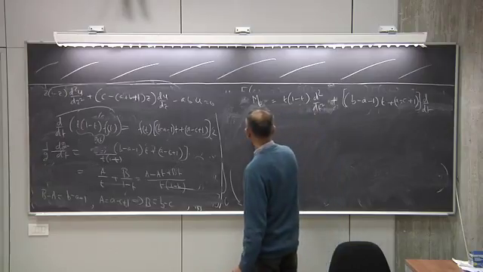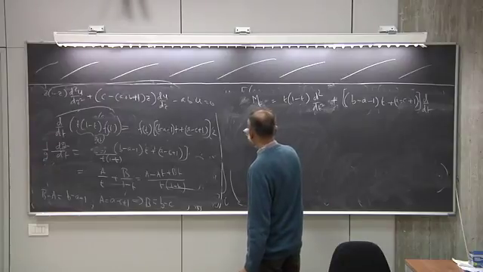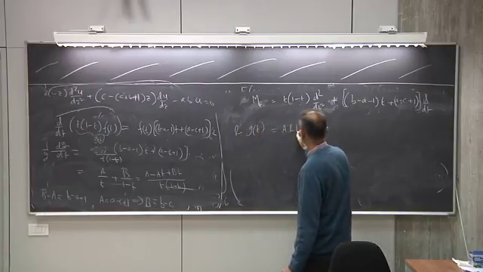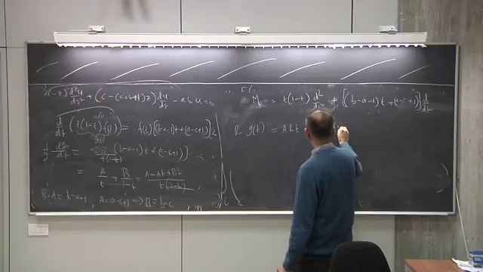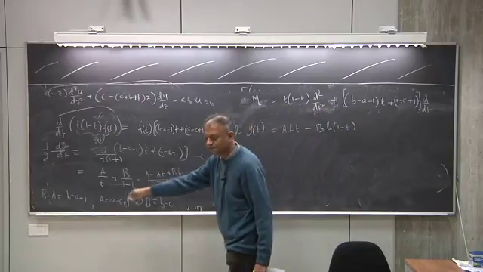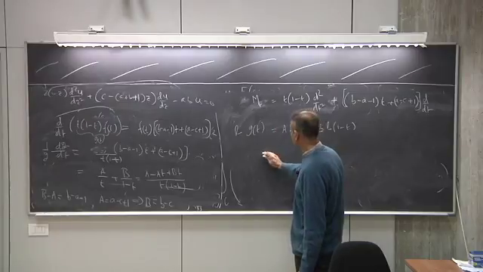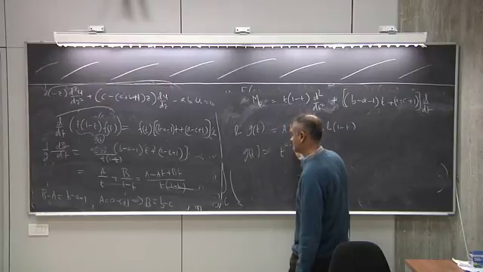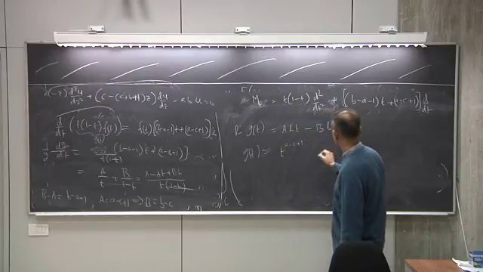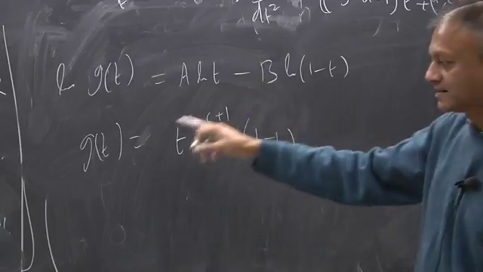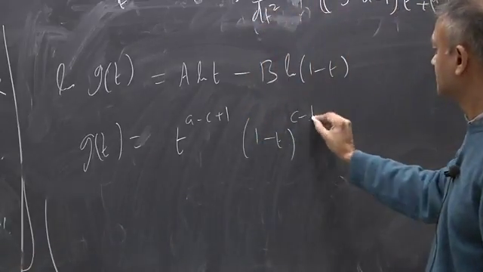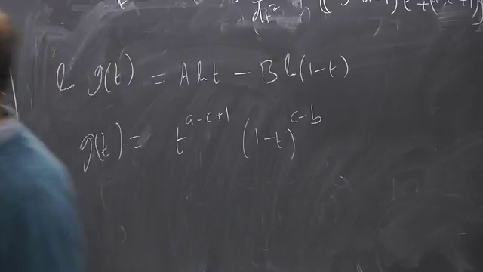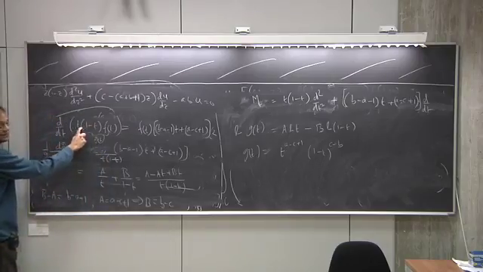So log of G of t is A log t minus B log of 1 minus t, minus because I put minus t here. Therefore G of t is equal to t to the power of capital A, which is a minus c plus 1, and 1 minus t to the power of minus capital B, which is c minus b. So that's G of t, and therefore f of t is simply G divided by t and 1 minus t.